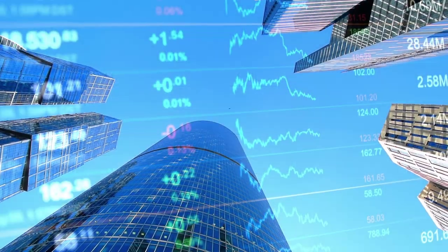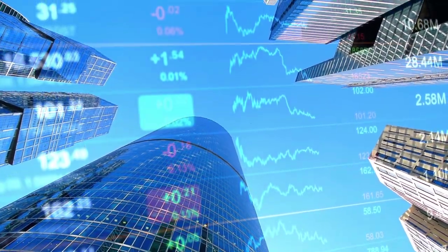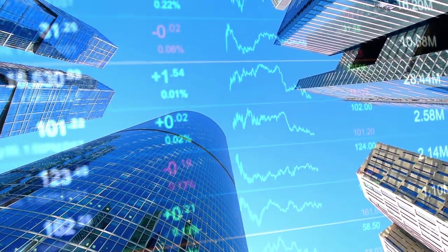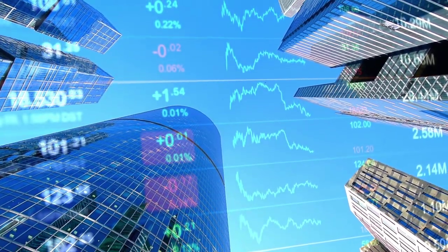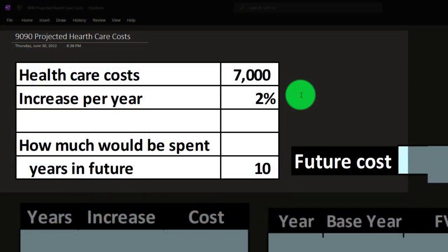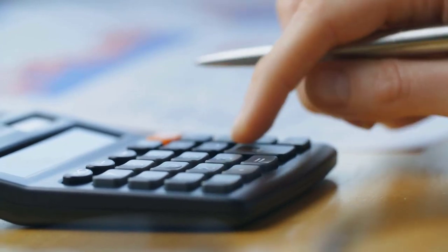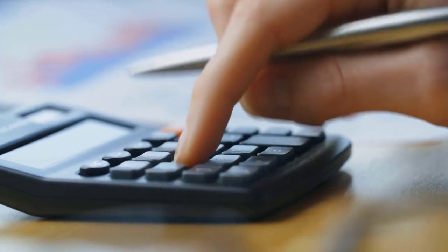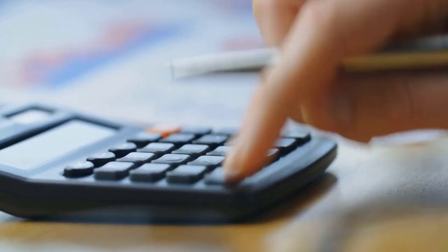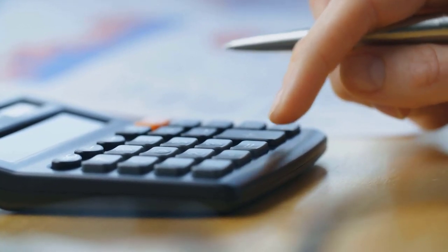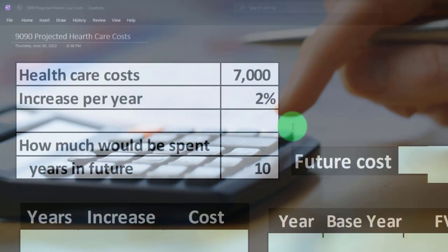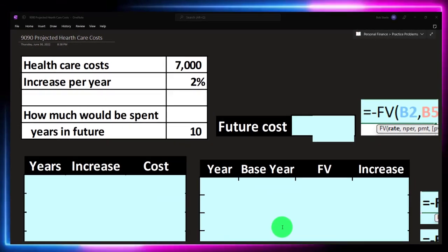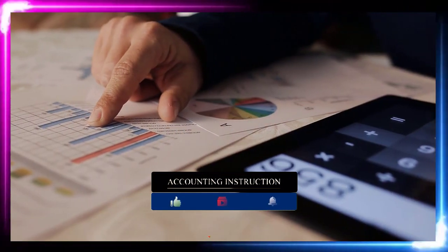So we're just going to assume that there's an increase of 2% inflation, which would mean that the purchasing power of the dollar is basically going down by 2%, which we can think about as the prices for things basically going up by 2% per year. So how much would be spent 10 years into the future? If we're going 10 years out, then there are a couple ways we could do this.